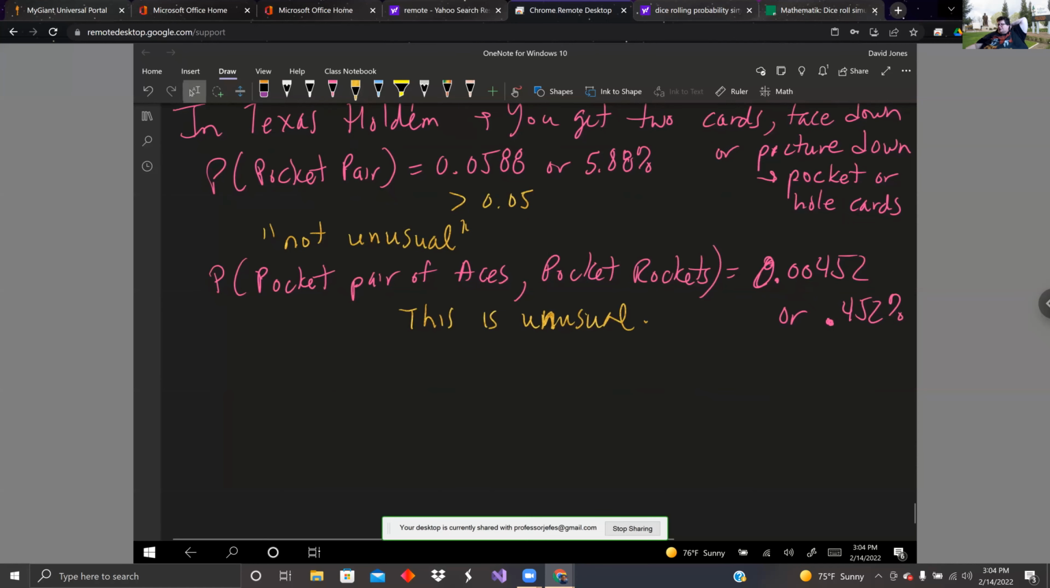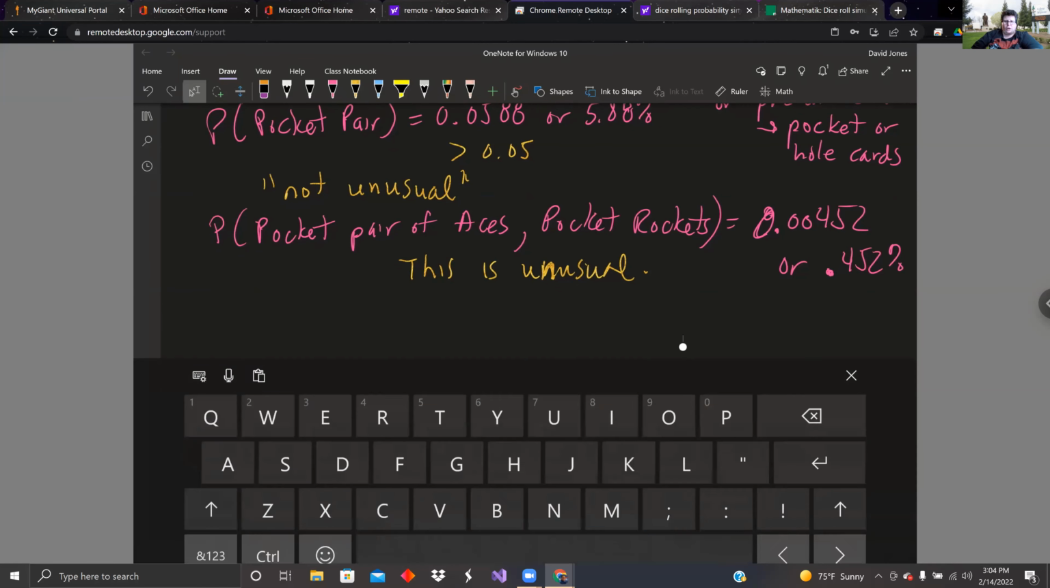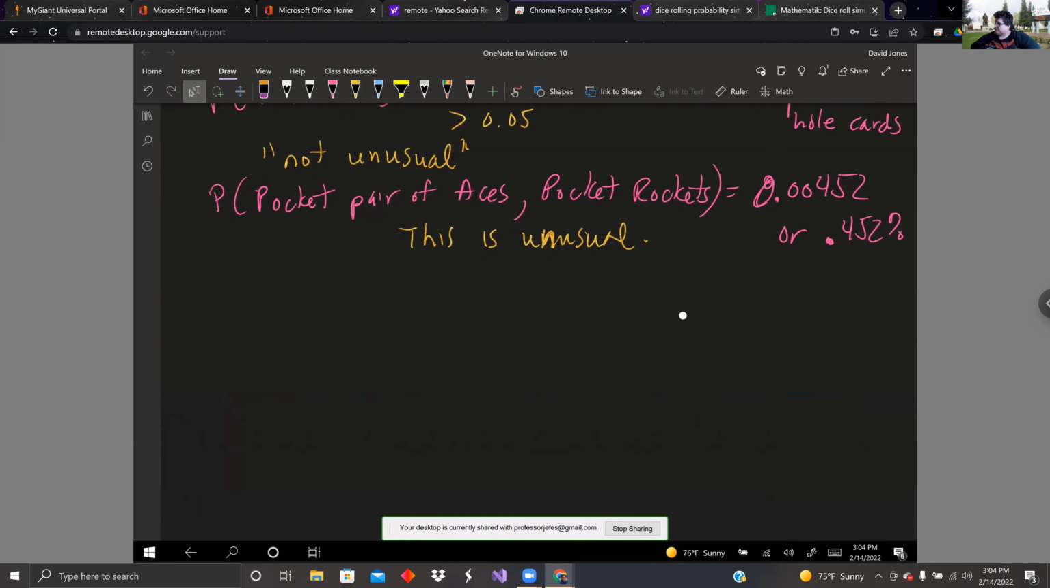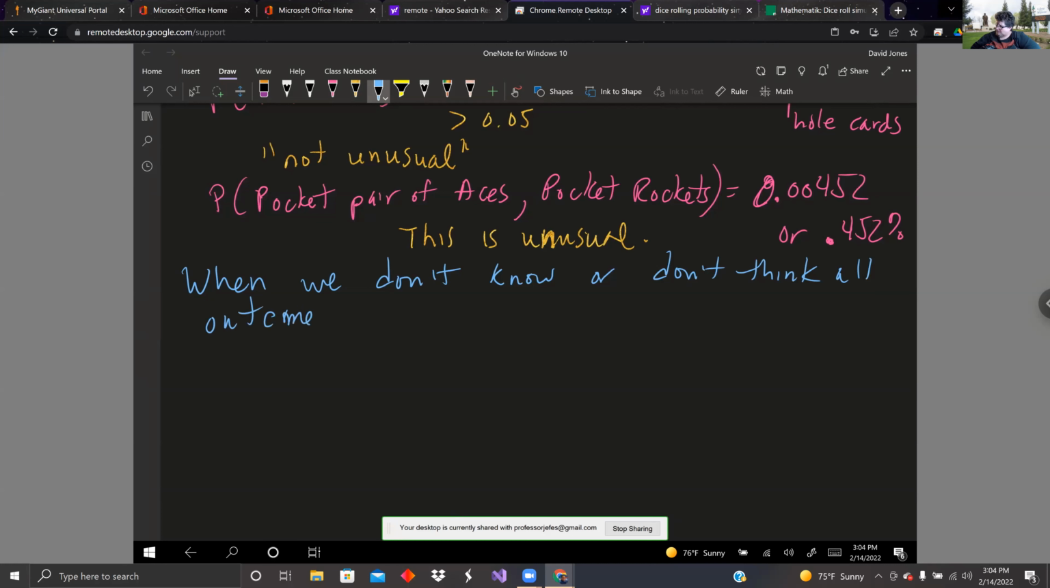That's the classical method, and that requires knowing what all the possible outcomes are, and that they all have to be equal. When we don't know that all outcomes are equally likely, or don't think all outcomes are equally likely, we determine probability through experimentation.